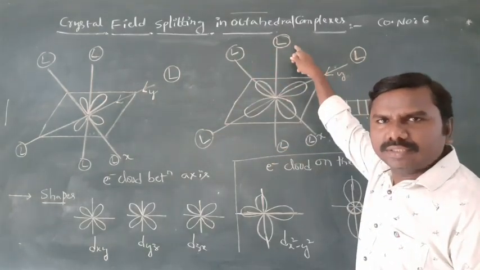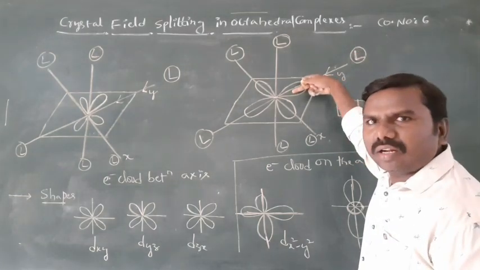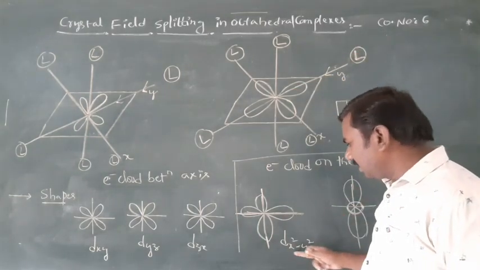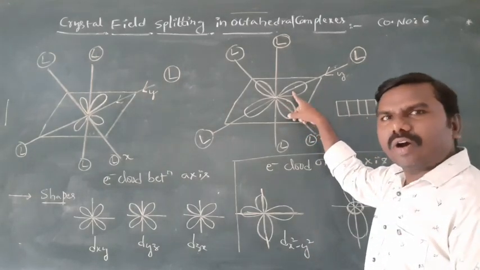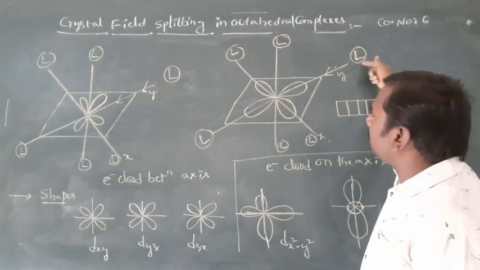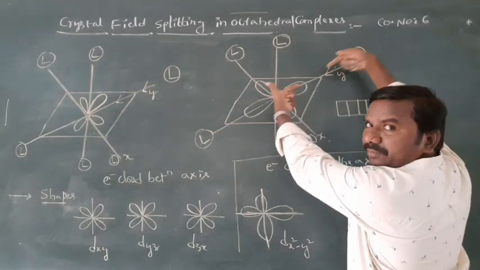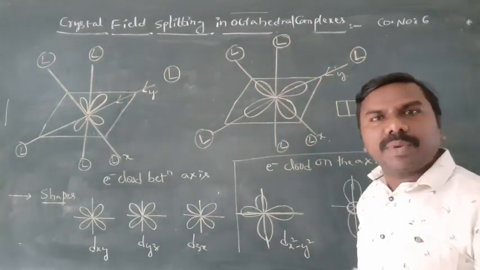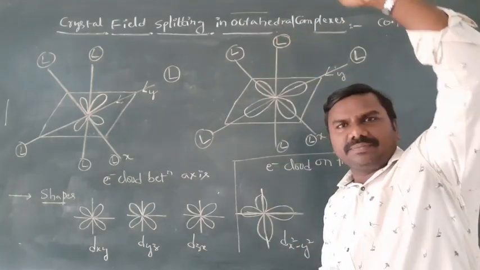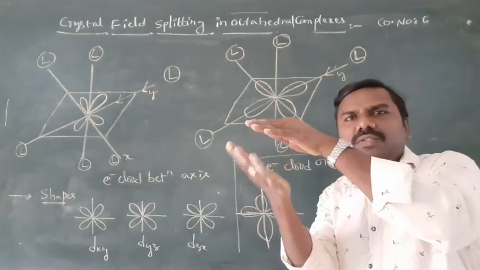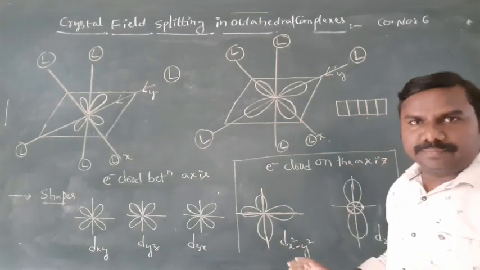There are 6 corners. This corner ligand is towards the electron cloud direction of dx square minus y square. Because the electron cloud is on the axis, ligands are also approaching towards the axis. And this one obviously has more repulsions. More repulsions means higher energy. Less repulsions means lower energy. Once again, a very, very important reason.